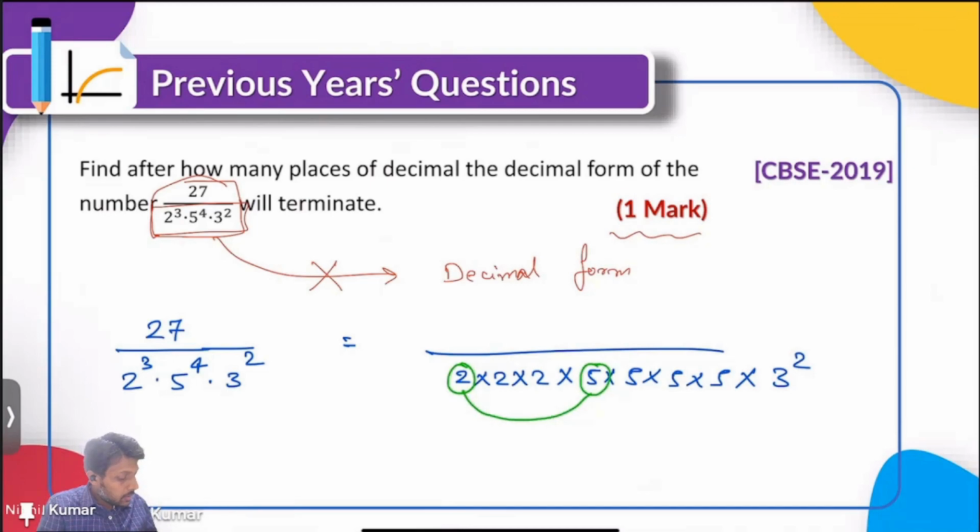Okay, now that we have this, let's multiply this 2 with this 5. Then we'll multiply this 2 with this 5. Then we'll multiply this 2 with this 5. Okay, so I get 10 from here, I get 10 from here, and I get 10 from here. 10 into 10 into 10, that gives me 1000. Okay, 1000 is there. This is left.